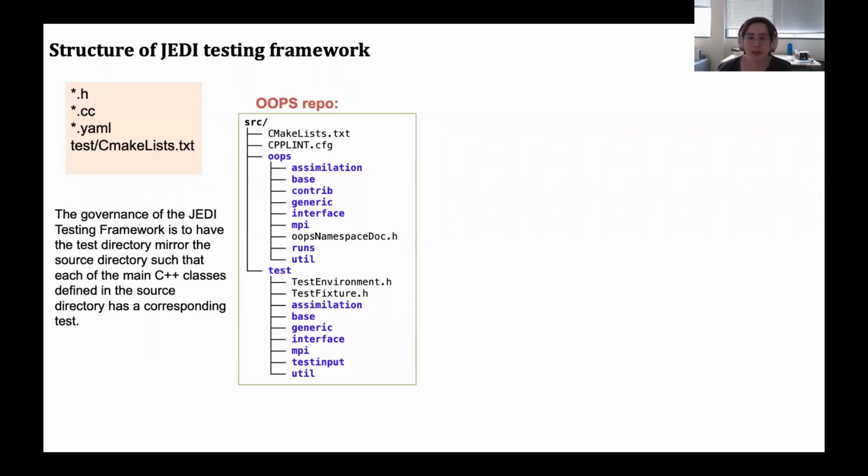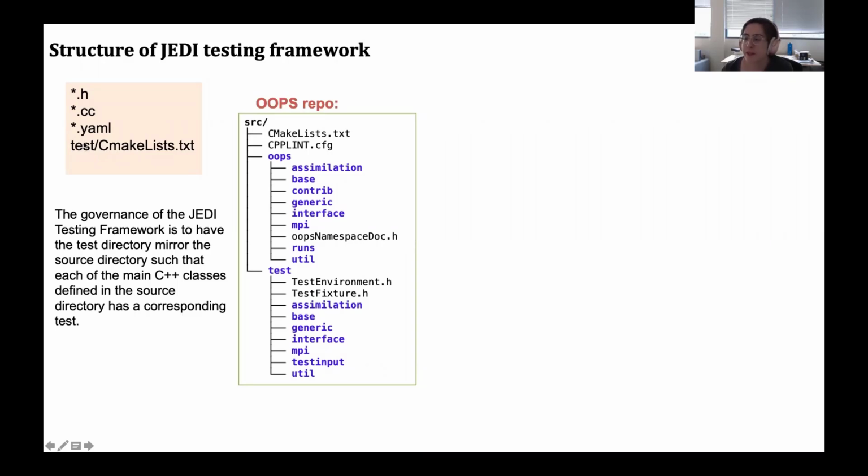Okay, so now I'm going to talk about the structure of the JEDI testing framework. Basically, we can say that there are mainly 4 sets of files that are important when it comes to testing in JEDI. We have the header files, we have the source files related to testing, we have the YAML file related to testing, and we also have the test CMakeLists.txt, the CMakeLists that's located in the test directory.